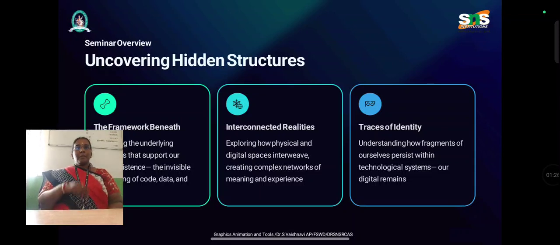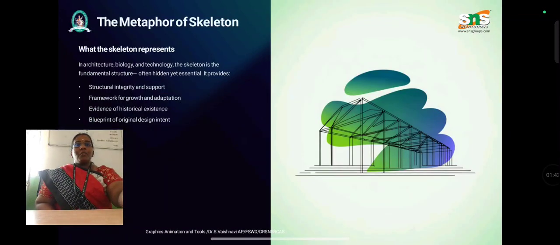Where the skeleton is, each bone influences certain parts of the mesh, and also there are bones that do not appear in the final render. It is a hierarchy of bones placed within the mesh, and also here we apply skinning and also weight painting. So this is the metaphor of a skeleton, where the skeleton represents structural integrity and also support, the framework of growth and adaptation. Third one is the evidence of a hierarchical existence, and the fourth one is the blueprint of an original design.